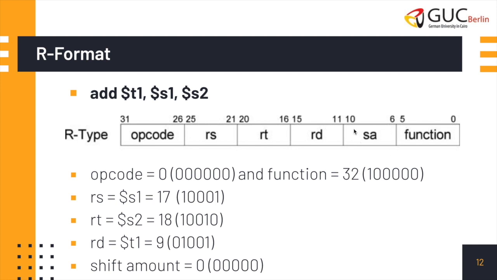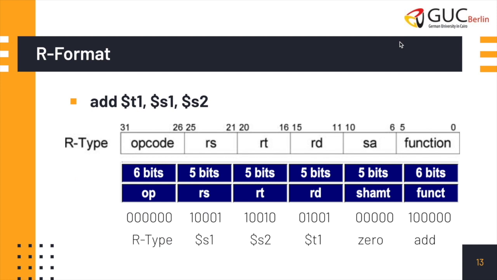Can you see these divisions? That's what the data path does. It divides the instruction and passes it to the equivalent components in the data path. This is just a summary of the previous example and how we divided the instruction and transformed it from its assembly to the equivalent machine code.